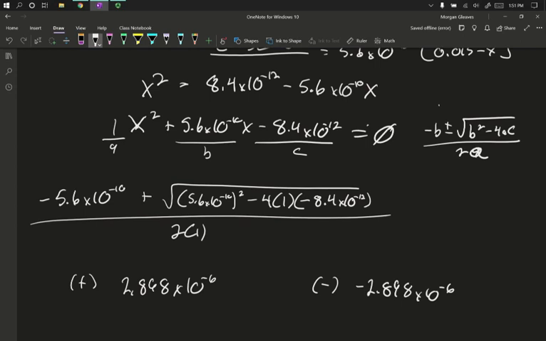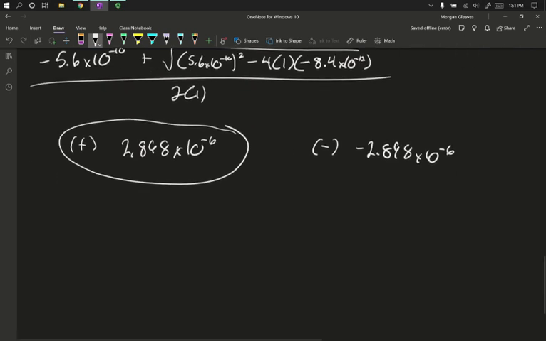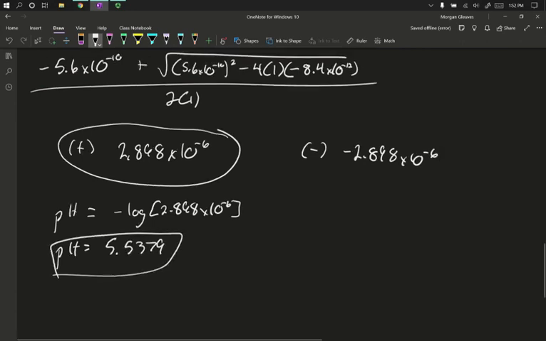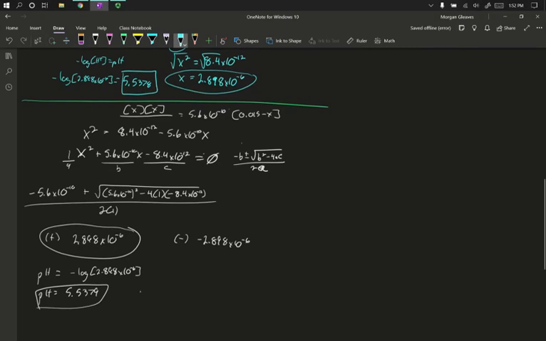But we can only have a positive value for the x. So the one that came from the addition gave us the positive value. And so our x is 2.898 times 10 to the minus 6. That was our concentration of H plus. So the negative log of 2.898 times 10 to the minus 6 will give us our pH, which is 5.5379. Compared to the simplified value of 5.5378.